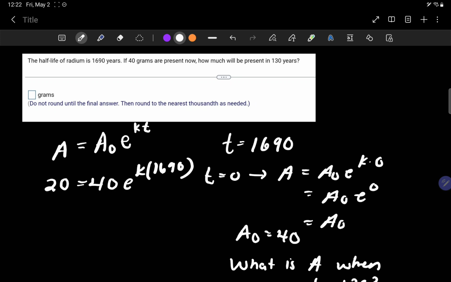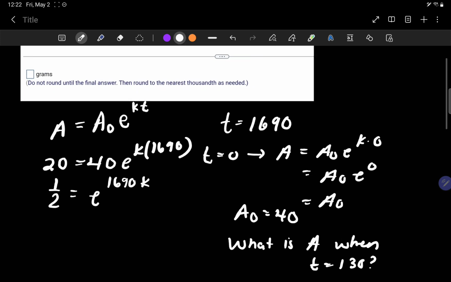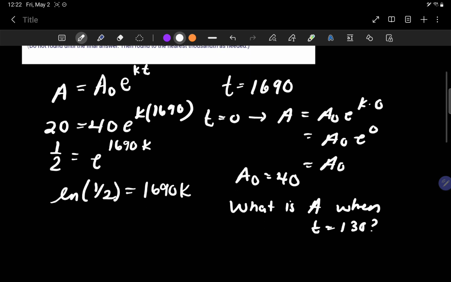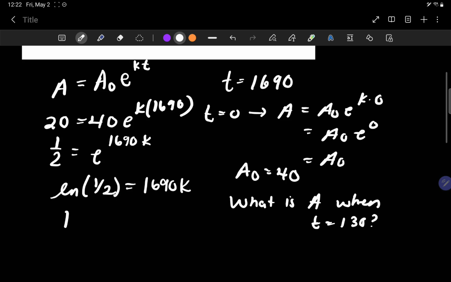So I'm going to divide both sides by 40, which is going to give me a half on this side. And then I have e to the 1690k. And then I'm just going to convert this to logarithmic form. So it's going to be a log base e, which is a natural log. Natural log of 1/2 is equal to the 1690k. And then I'm going to divide both sides by the 1690. So natural log of 1/2 divided by the 1690.